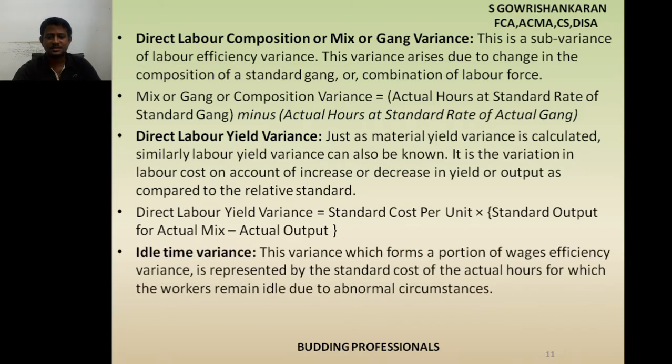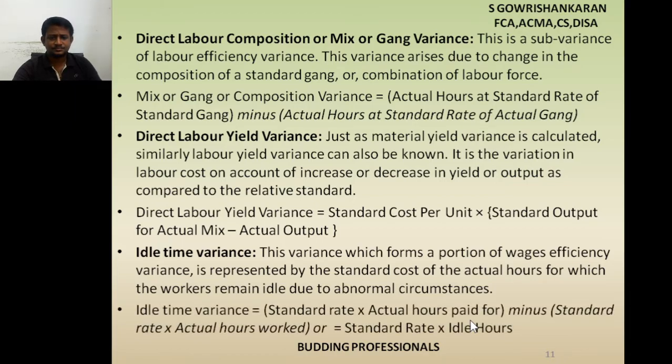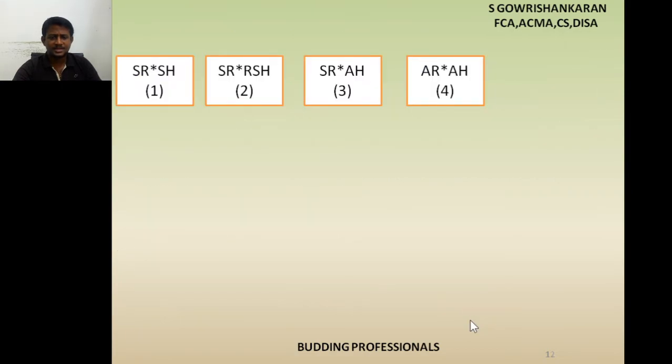Finally, idle time variance, the additional one. Idle time in the sense what? The employee is not working, is idle. What is the variance? The employee is not efficient, is idle, is not doing any work. This also we will discuss. The formula is given here. We'll go to the next slide.